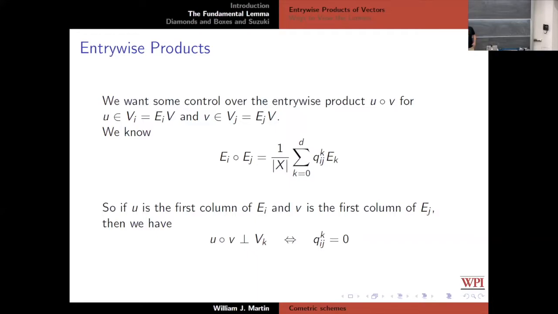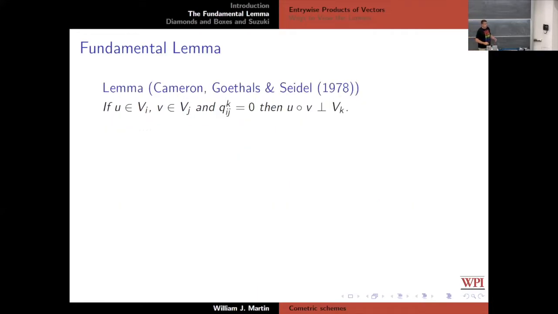Algebra doesn't tell us what we can do there. But it turns out that there's something very, very nice. Embedded in this beautiful paper of Cameron, Goethals, and Seidel is this very simple fact that is so useful. If u is a vector in the ith eigenspace and v is a vector in the jth eigenspace, and the Q parameter q_ijk is 0, then u entry-wise v is orthogonal to the kth eigenspace. This is so fundamental. It's so simple, it's so fundamental, and there's so much we can do with it.